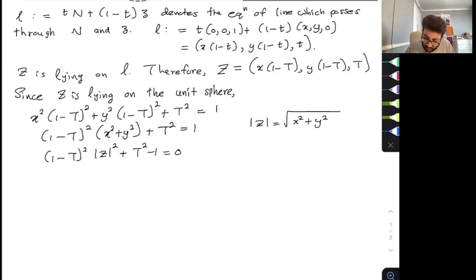Right. Then I need to find capital T, because I need to find the corresponding point of small z in the unit sphere. Therefore I'll write this as a quadratic equation in capital T. Then I'll get T squared out, then I can have (|z| squared plus 1) T squared minus 2|z| squared T plus |z| squared minus 1. I'll go with my usual notation, this notation for small z.